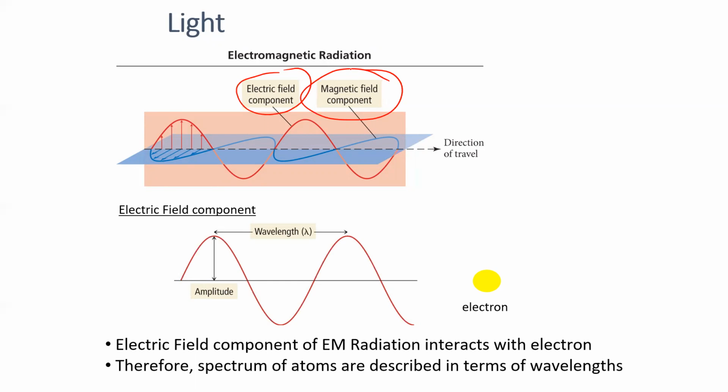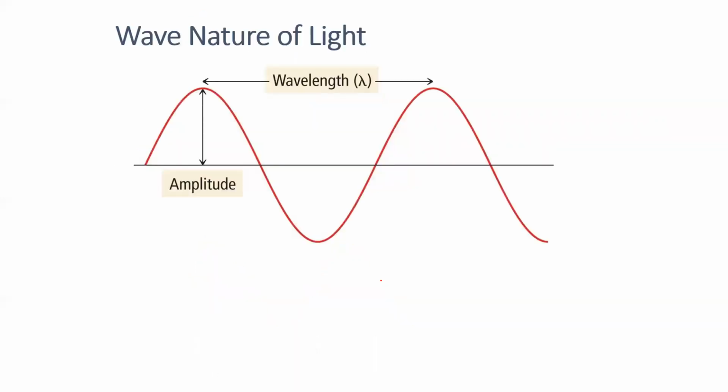So we're going to take a look and we're going to describe this wave in terms of wavelengths. And wavelength is basically the distance between peak to peak or trough to trough. It's one full cycle of a wave. You could even describe it as node to node. So wavelength. What about amplitude?